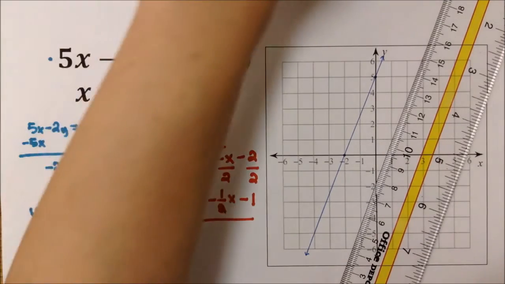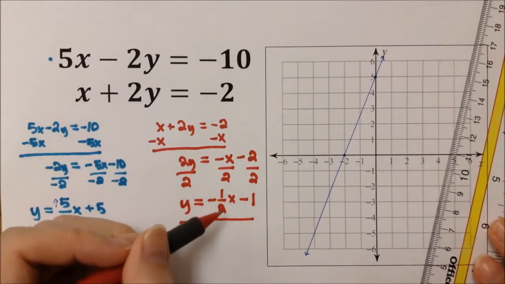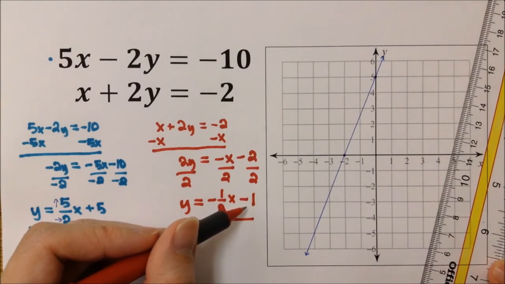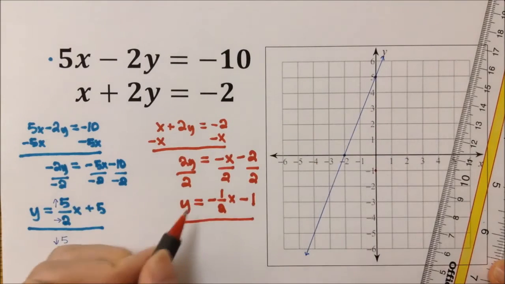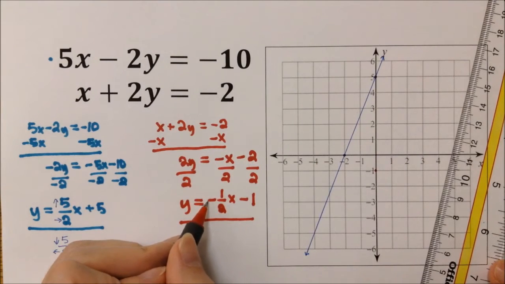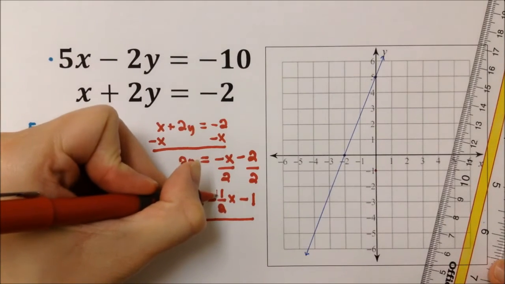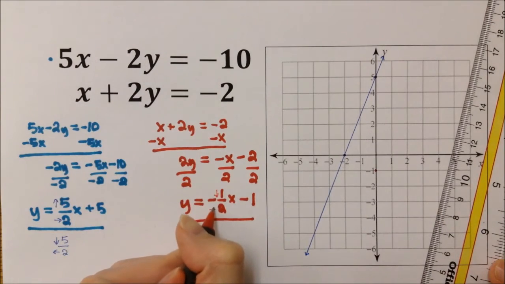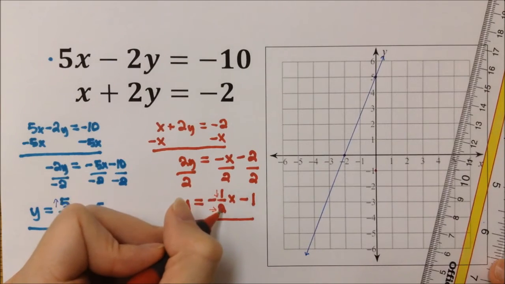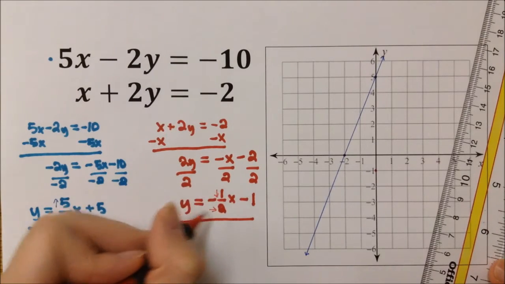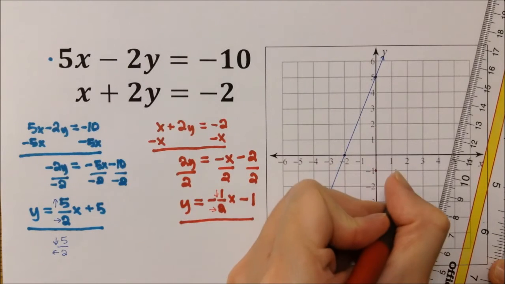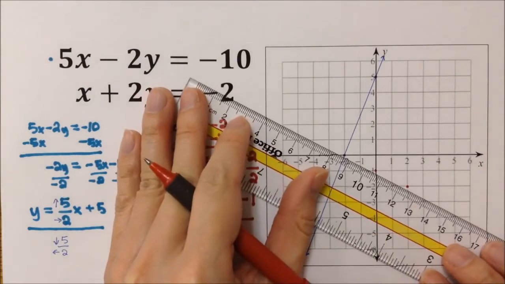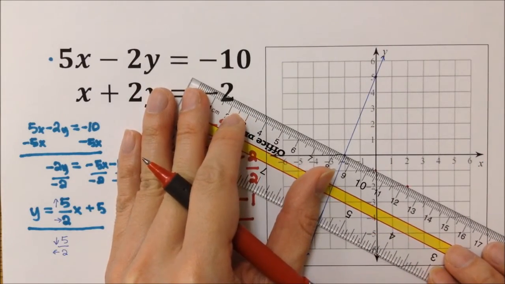And we're going to graph our second line. So our y-intercept is at 0, negative 1, so right here. And then according to our slope, since it's negative, we're going to go down 1 and right 2. So negative 1 over 2 means down 1, right 2. So I'm going to go down 1, right 2. So here's our second point. And then I'm going to graph by connecting those two points.